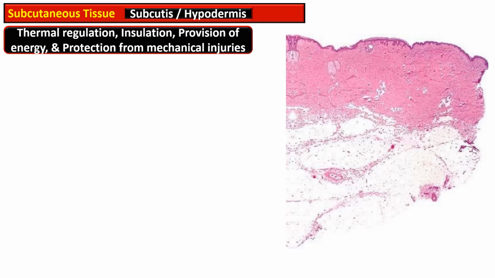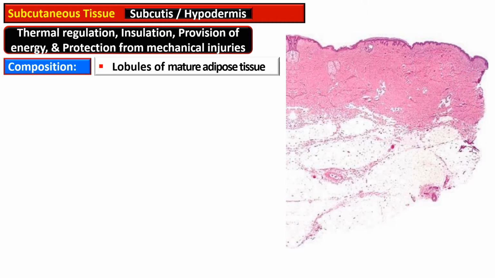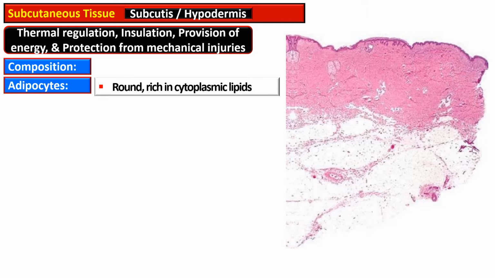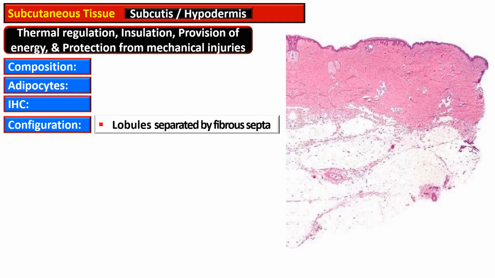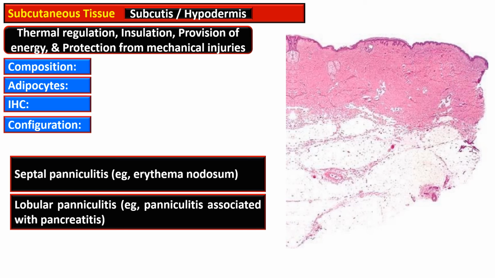The functions of the subcutaneous tissue, also termed subcutis or hypodermis, are thermal regulation, insulation, provision of energy, and protection from mechanical injuries. They are composed of lobules of mature adipose tissue, and these adipocytes individually are round and rich in cytoplasmic lipids. They are positive for S100 protein and vimentin on immunohistochemistry, while these lobules are separated by fibrous septae.